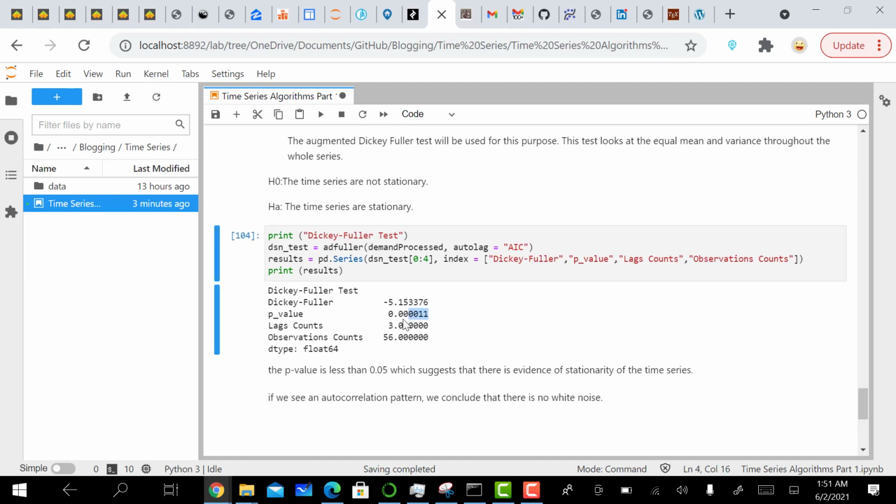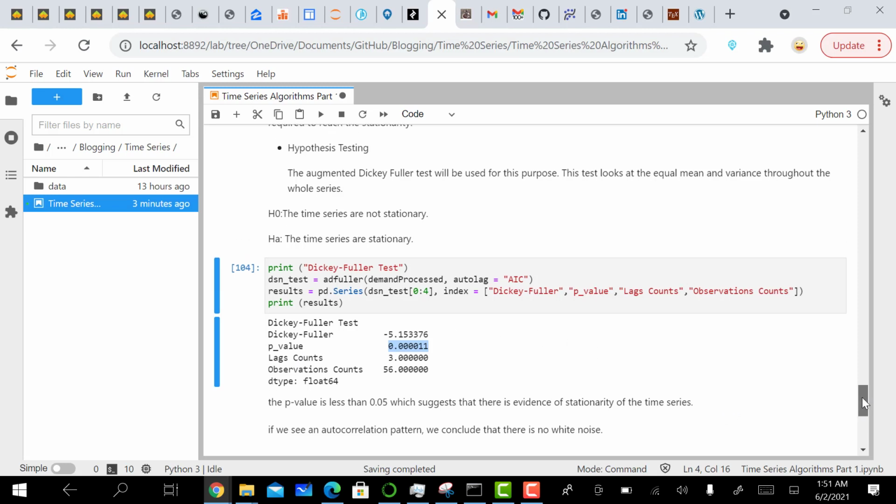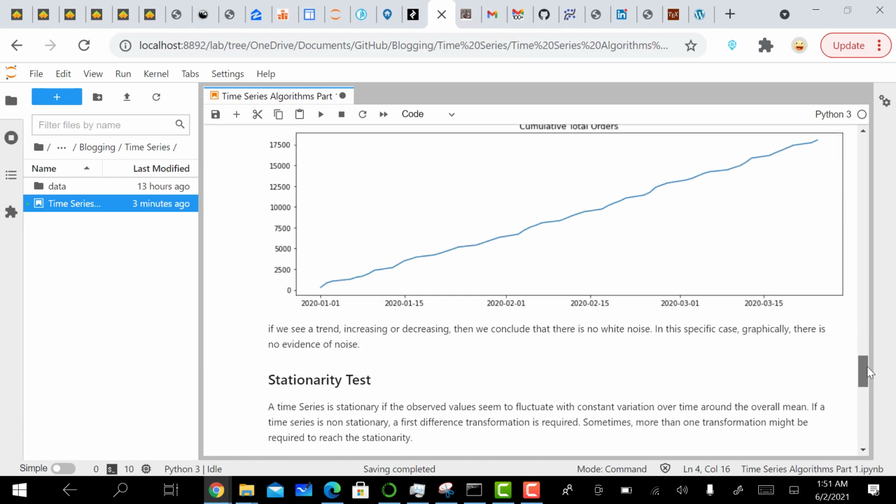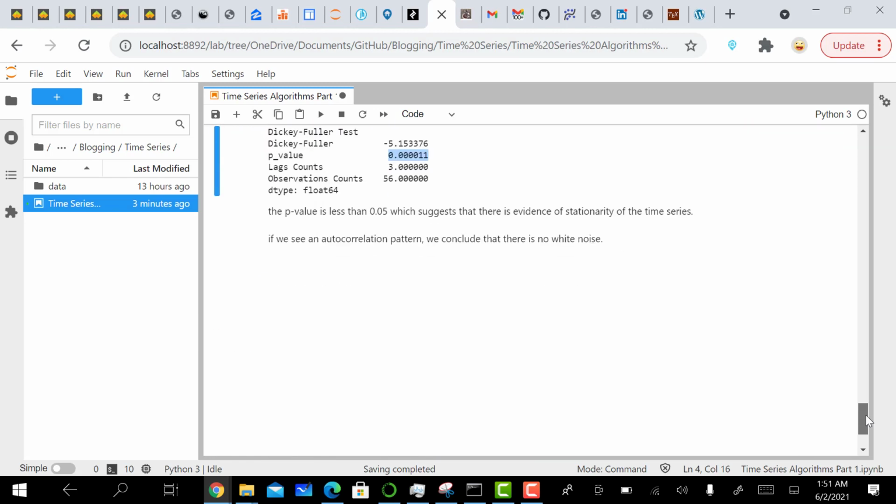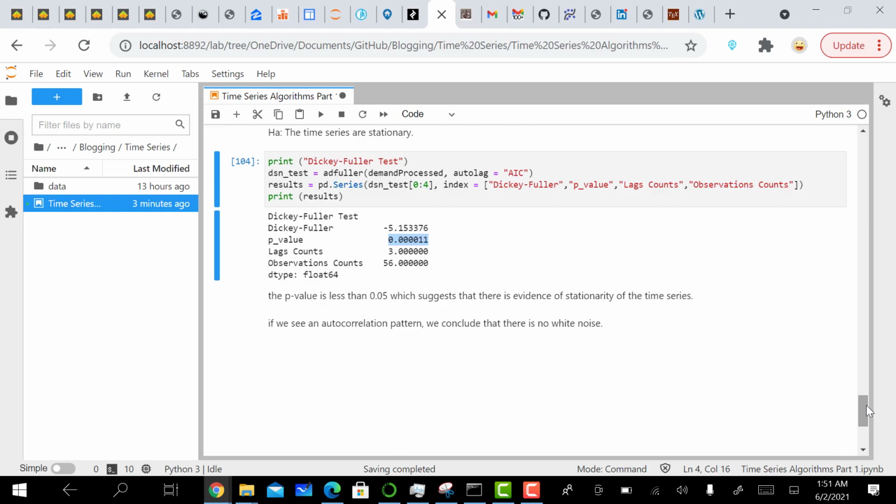Wow, you see here that we have enough evidence to support the fact that the time series is stationary. So we have a stationary time series. Because we have a stationary time series, there is no need to do any transformation before we build our model. So again, this is what I wanted to show.